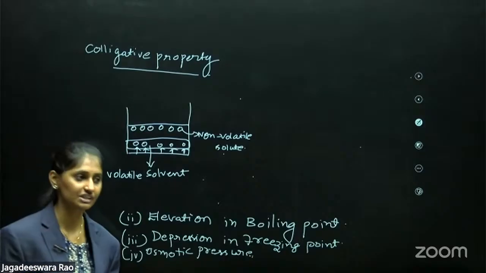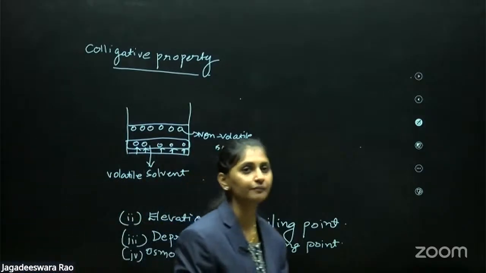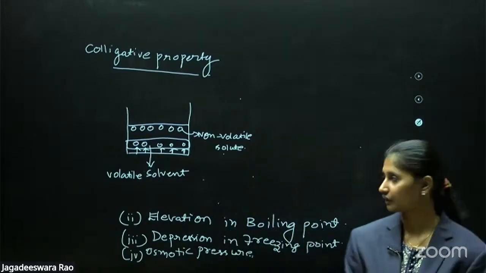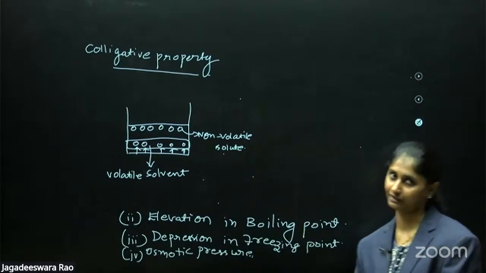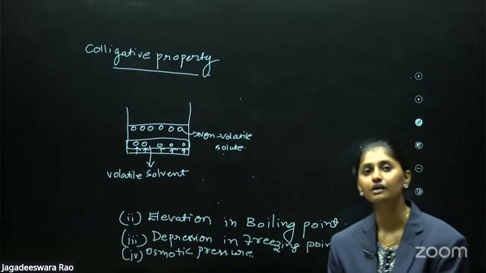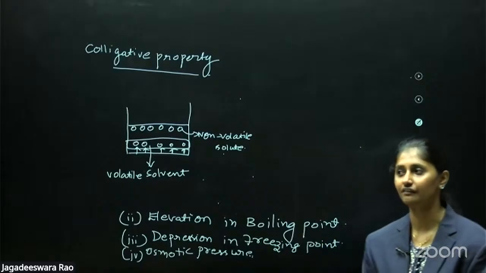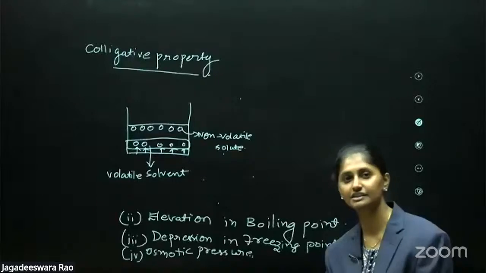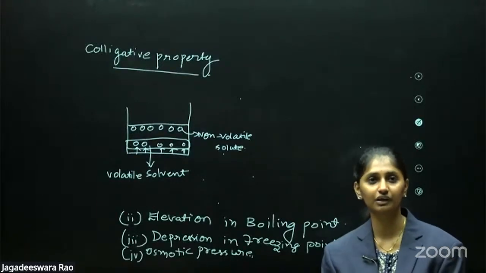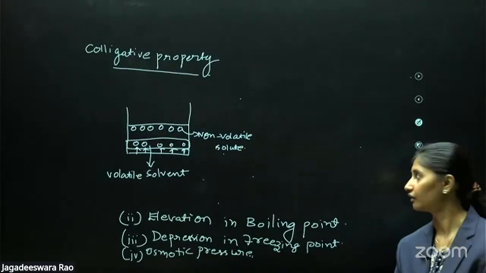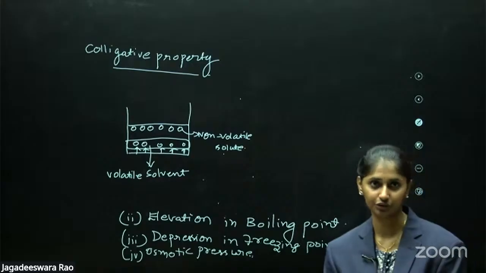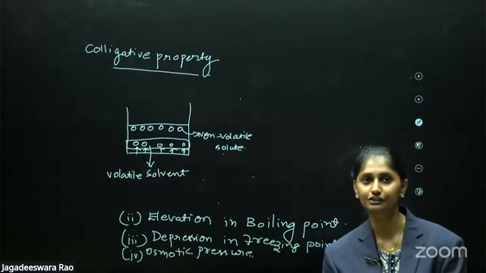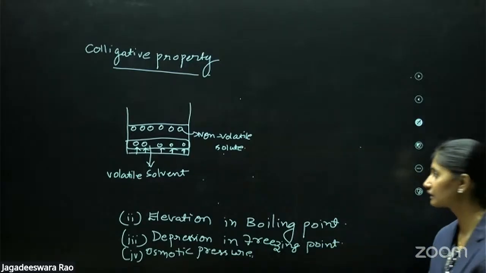Understood? So what is relative lowering of vapor pressure? When you add a non-volatile solute to a volatile solvent, the non-volatile solutes cover the surface area of the liquid. Now the liquid is not able to evaporate easily. If the liquid is not able to evaporate easily, that means the vapor pressure of the solution will be less. That's all. Understood, students? I hope it's clear.